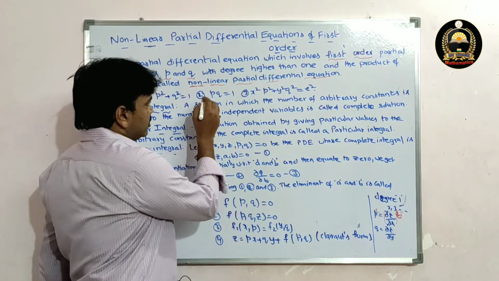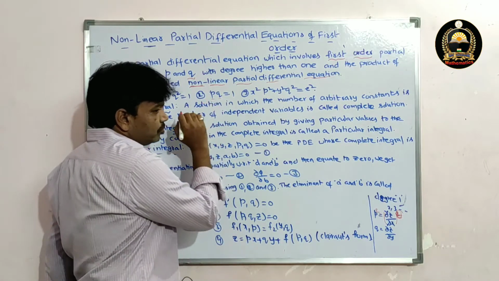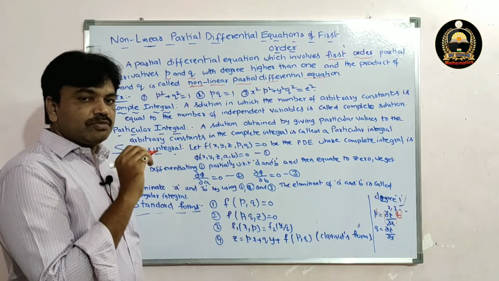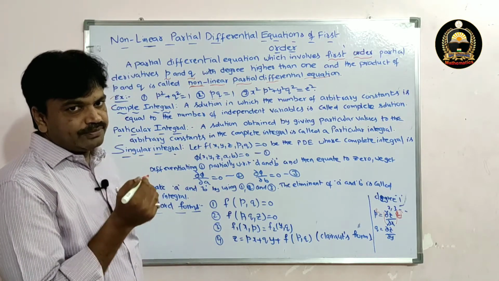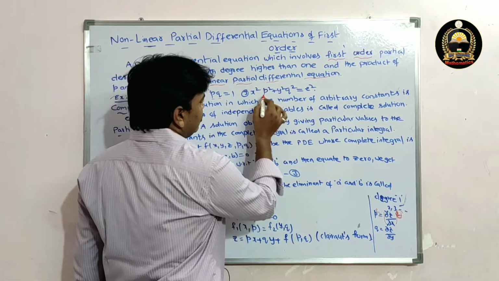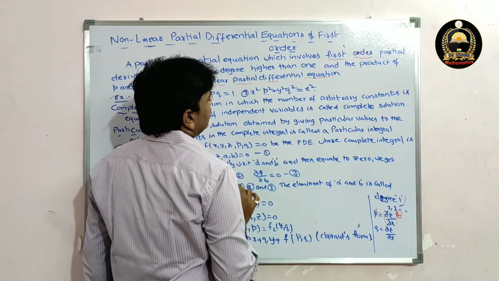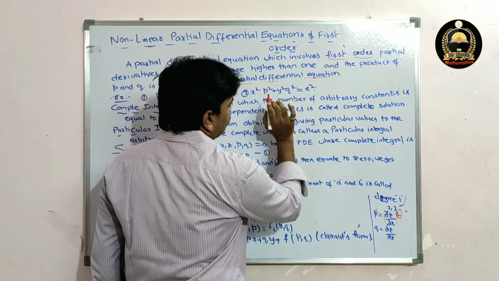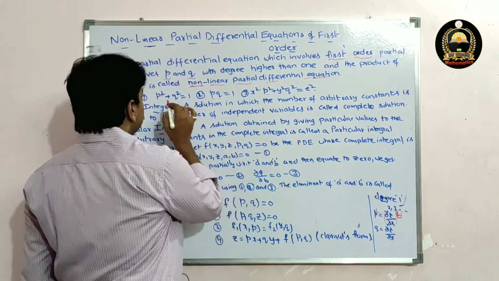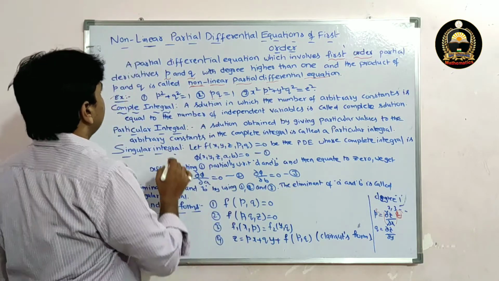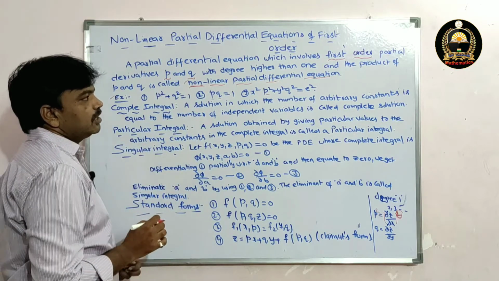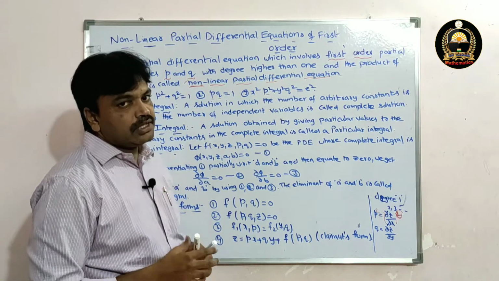And the second one is p into q, dou z by dou x into dou z by dou y. Here also degree is 2. Now see here, p square q square, again degree other than 1. Now these three are examples of nonlinear partial differential equation.